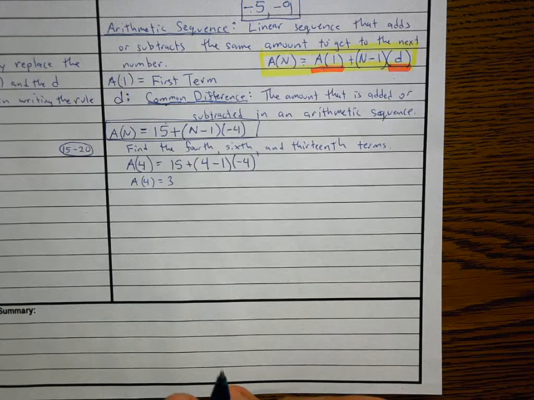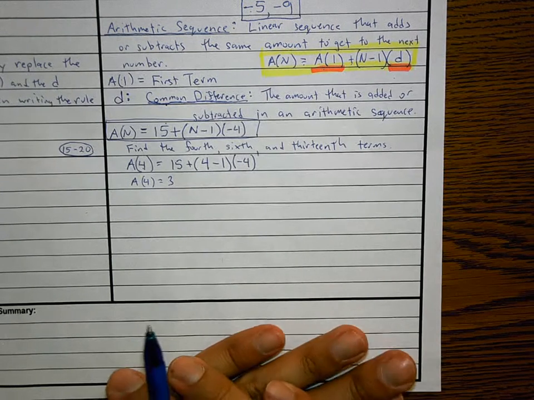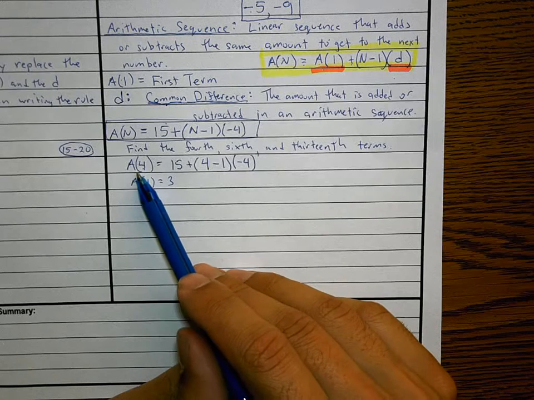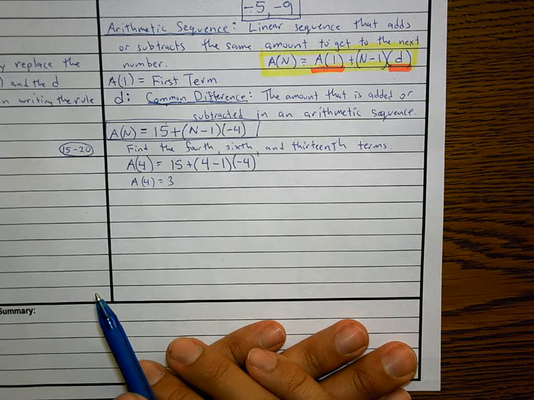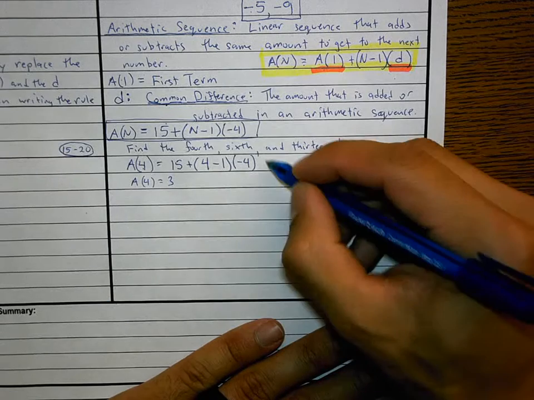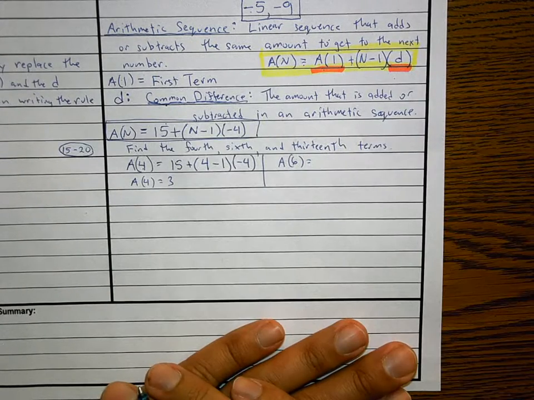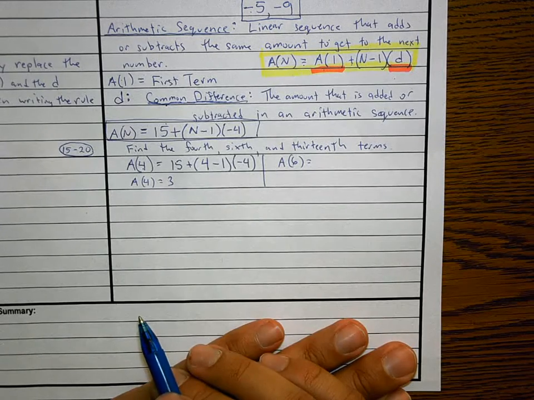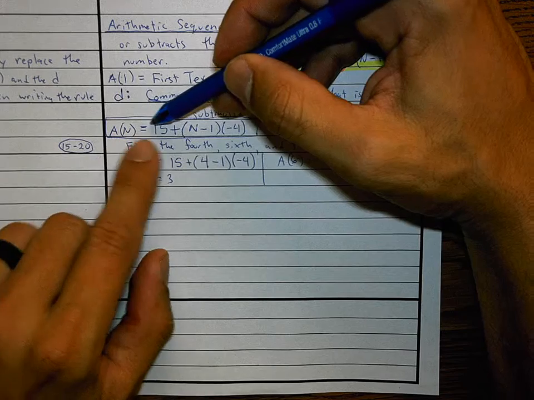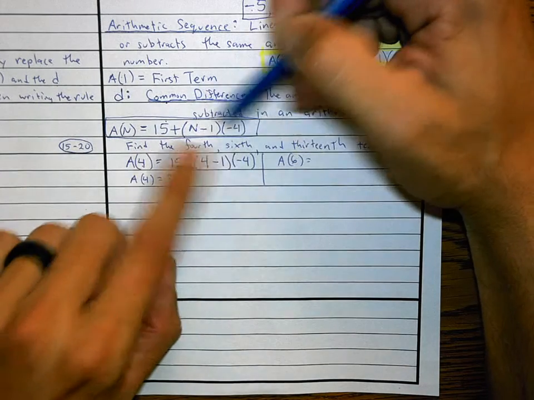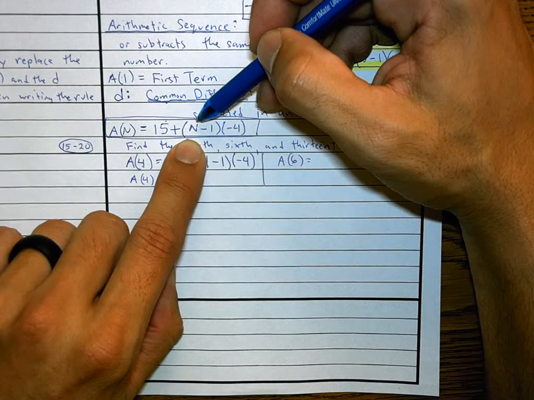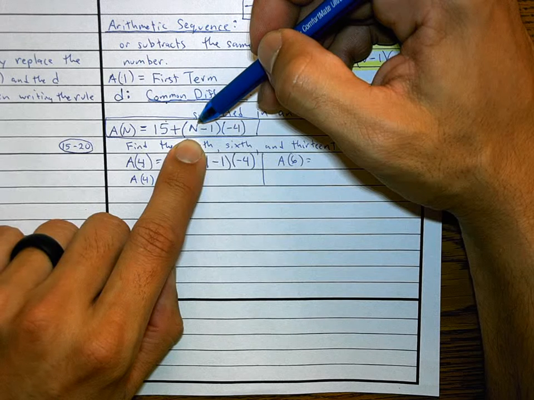Okay, and myself. So what did we find? We found the 4th term's value. Can we find the 6th term's value? Okay, A of 6 equals. If I want to find the 6th term's value, I take my rule, I write everything the same except instead of n, I plug in the number 6.